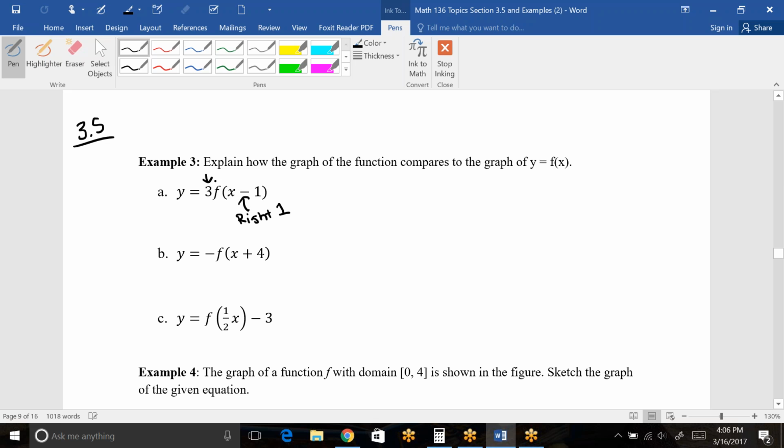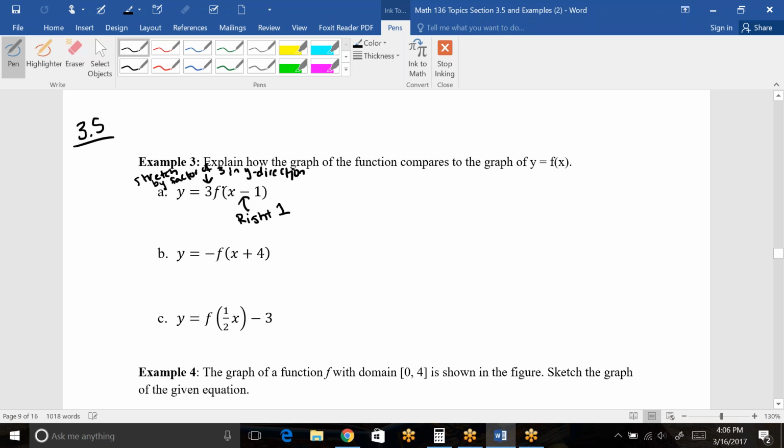When you have a number in front of your function, it has to do with either stretching or compressing in the y direction. So this is a 3, and if you're greater than 1, you're stretching. If you are less than 1, or between 0 and 1 is how we think of it, you are compressing. So this would be a stretch by a factor of 3 in the y direction.